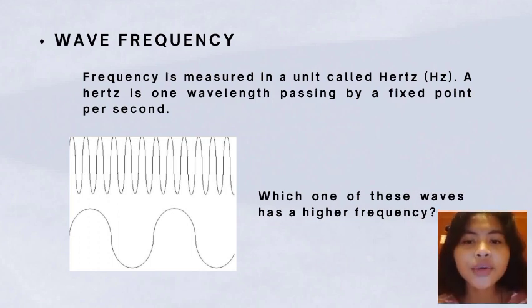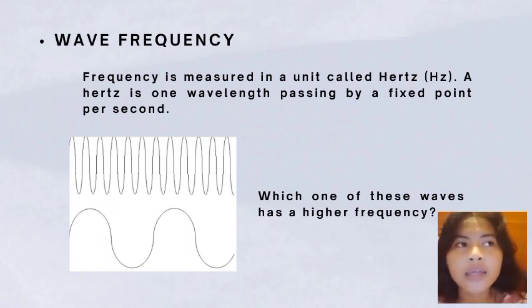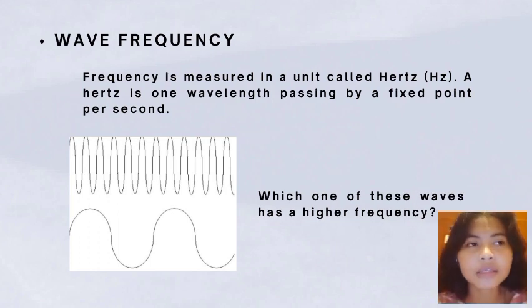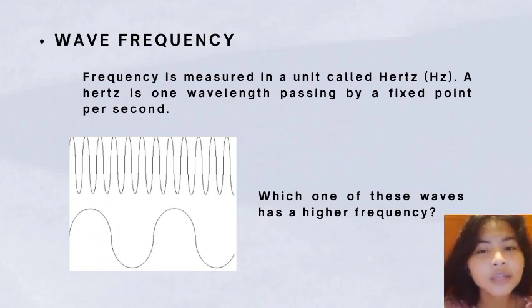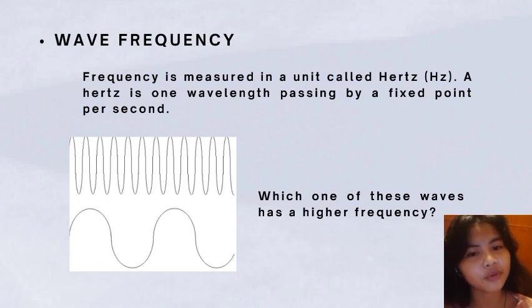So the SI unit for frequency is hertz, which can be written with the symbol Hz. A hertz is one wavelength passing by a fixed point per second. Based on the illustration given, and your understanding of what frequency is and its relationship to wavelength, since we can connect wavelength to assess how high or how low the frequency of a wave is, which one of these waves has a higher frequency?